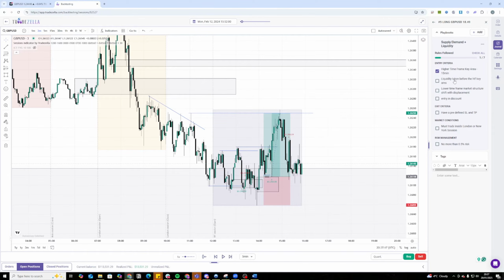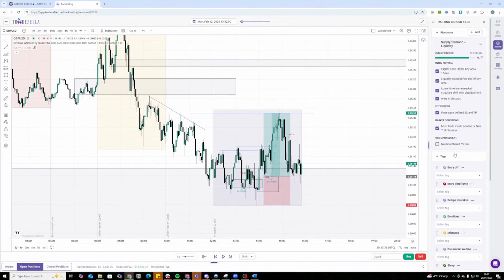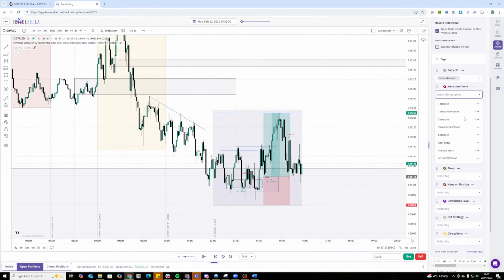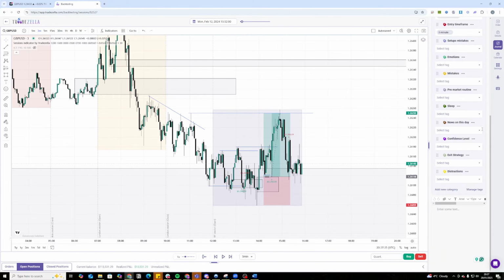But higher time frame key area, yes. Liquidity taken before, yes. Entry in discount, yes. Predefined stop loss and TP, yes. Must trade inside London or New York session. That's a New York session. But that ended up being a loss. And we entered off a 1 hour demand and entry time frame was on the 3 minute. Exit strategy, break even hit. Confidence level, it was high, to be honest.